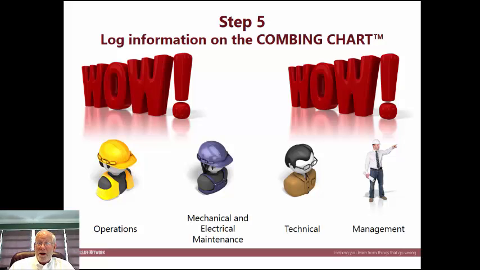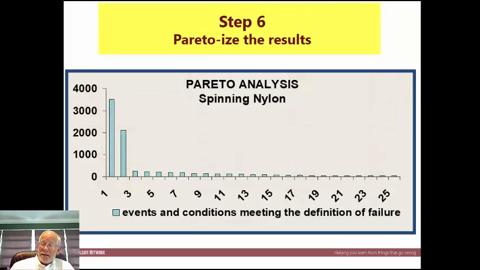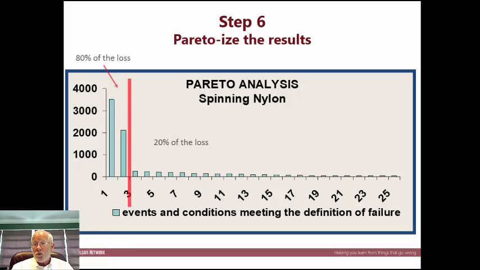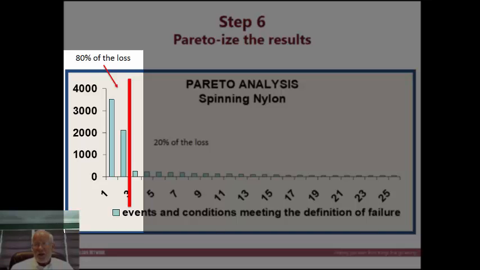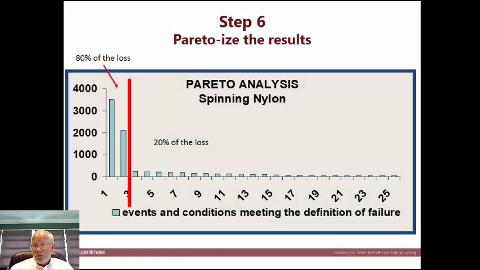Now, step six, we're there. We're done. Now, what we're going to do is we're going to take that chart with all those numbers on it and Paretoize it. This is an actual Pareto chart of an exercise we did in a nylon plant. I think there were like 150 things that went wrong in that nylon plant that they all told us about. We Paretoized it, and only two of those events that happened in that nylon plant accounted for 80% of the loss. Two. And the two that accounted for 80% of the loss weren't even being investigated.